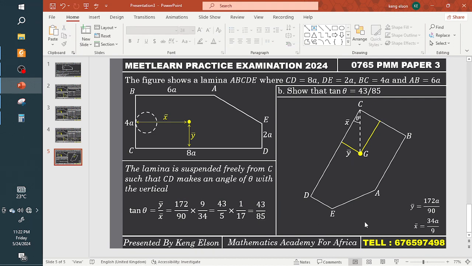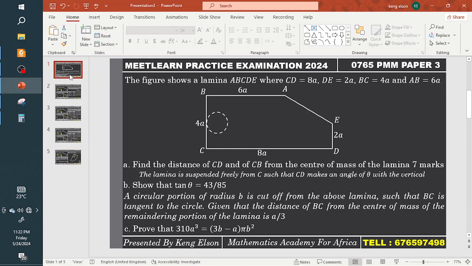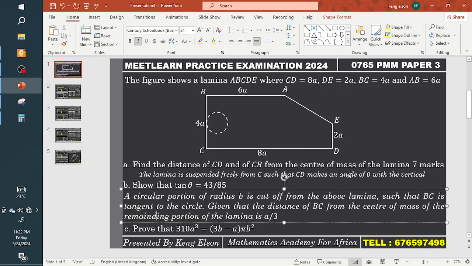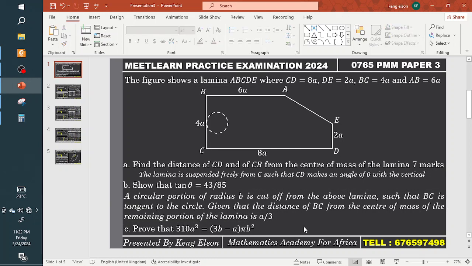Okay, we are done with this. It's the last question. A circular portion of radius B is cut off from the above lamina such that BC is a tangent to the circle. Given that the distance of BC from the center of mass of the remaining portion of the lamina is A over 3, we prove this.